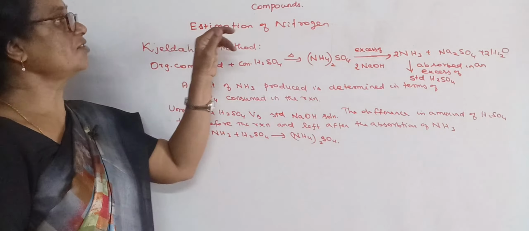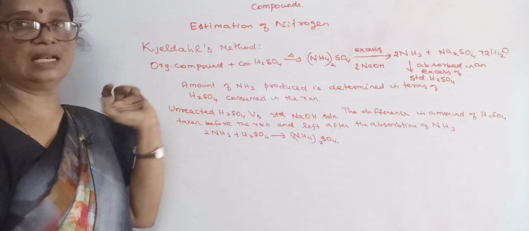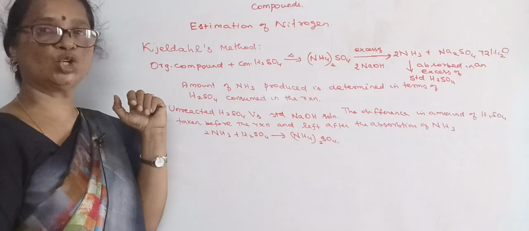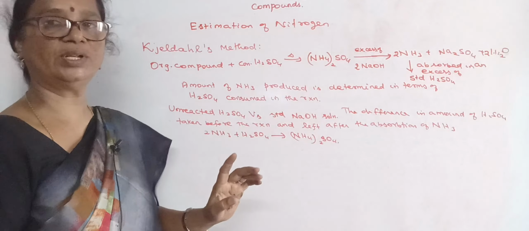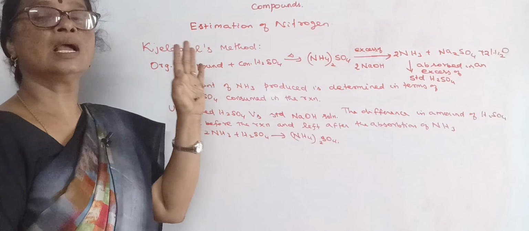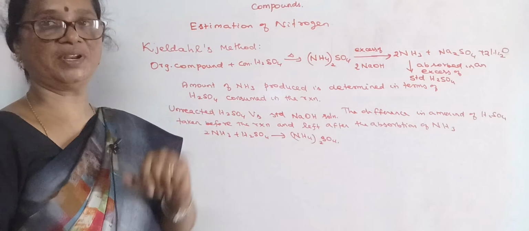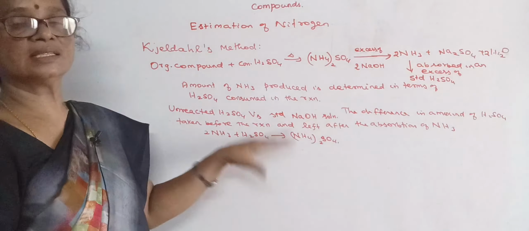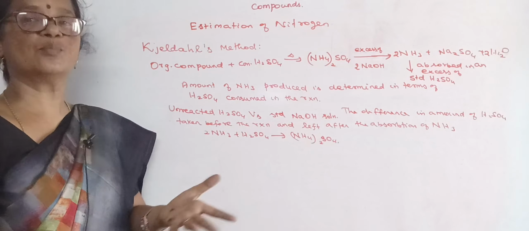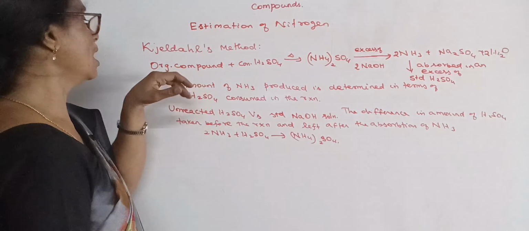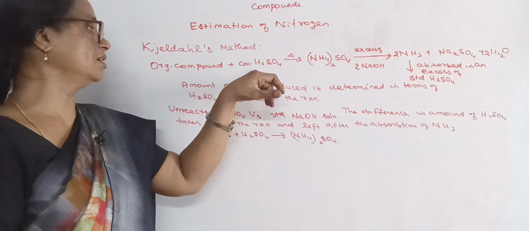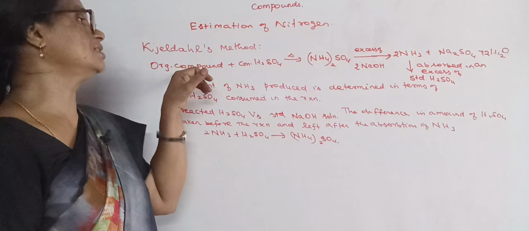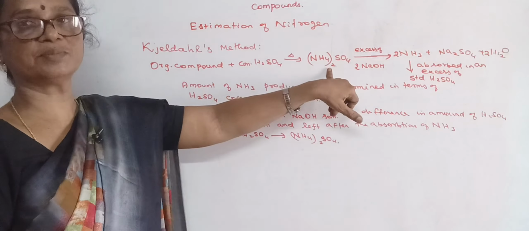The other method of estimation of nitrogen is Kjeldahl's method. The previous method is the Dumas method, where the organic compound is entirely converted into gaseous products by heating with copper(II) oxide, where we got free nitrogen. But in this case, the nitrogen is converted into ammonia. How is it done? The organic compound is heated with concentrated sulfuric acid, where the nitrogen present in it is converted into ammonium sulfate.